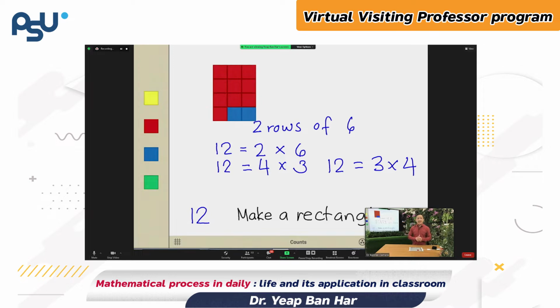Some of you may say, I think it's different because 4 rows of 3 look like that and 3 rows of 4 look like this. And we think it's not the same. And that's okay. In our class, we can agree to listen, but we don't have to agree.